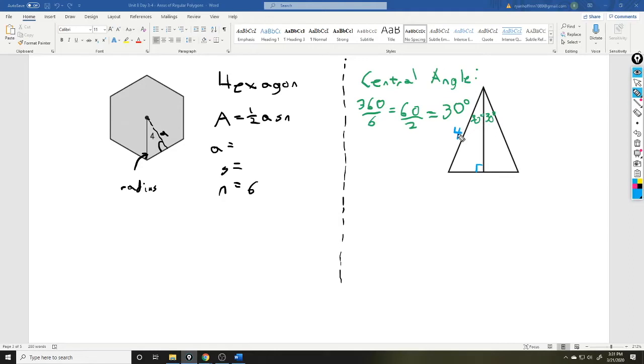So we know our hypotenuse and we don't know our opposite. We're trying to solve for the opposite. So that means we want the trig that has to do with opposite and hypotenuse. We know hypotenuse, don't know opposite. That's sine. Sine of 30 equals opposite over hypotenuse. Opposite is x over hypotenuse is 4. So we're going to multiply by 4 on both sides.